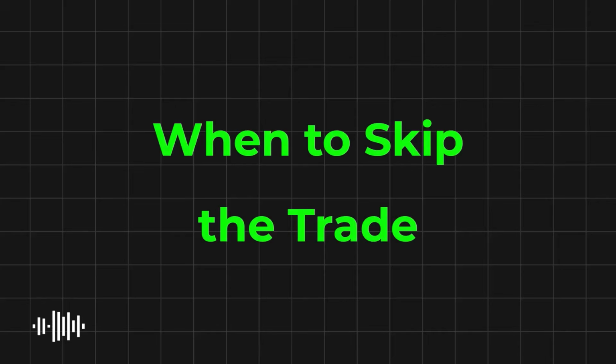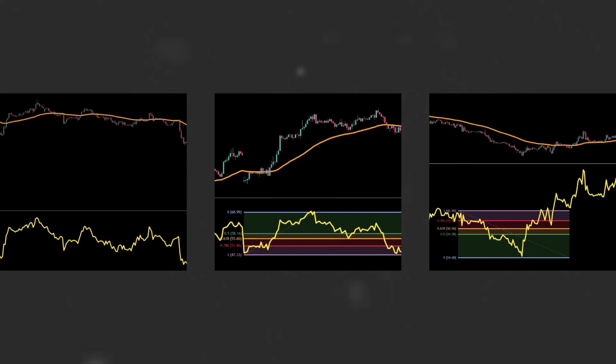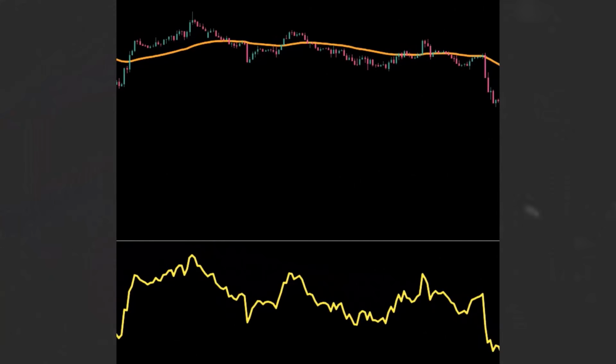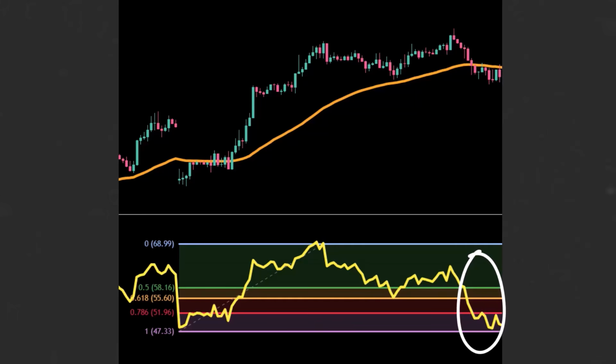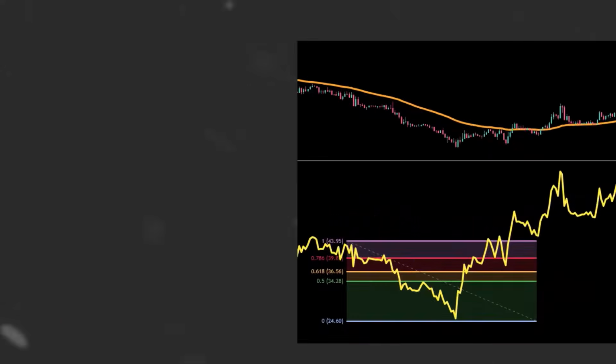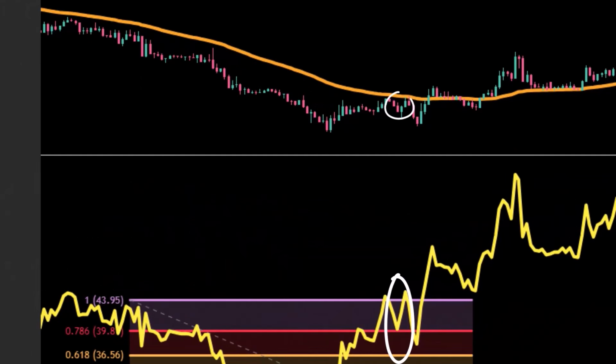When to skip the trade. Remember, not every Fibonacci pullback is a trade. For example, if price is moving sideways around the 50 EMA, it's better to stay out because the trend is not clear. Also, if the RSI reaches a Fibonacci level but does not show a clear rejection, we don't enter. And if RSI rejects the level but price doesn't give us a bullish or a bearish reversal candle, we wait. Remember, we need the complete setup, not just one signal. This helps us avoid forcing trades when the market conditions are not right.